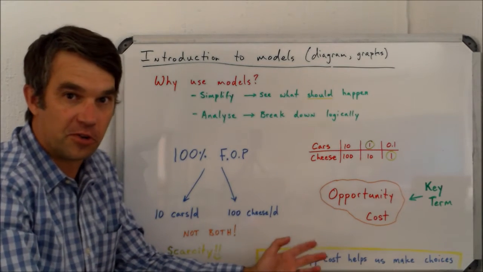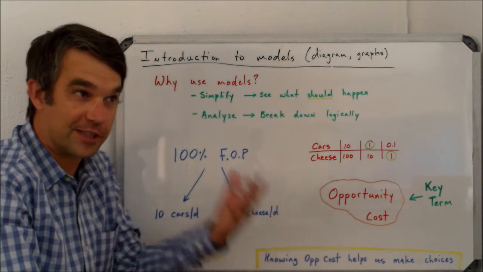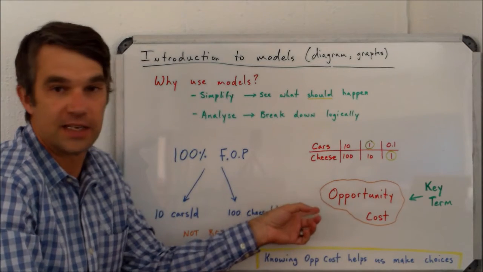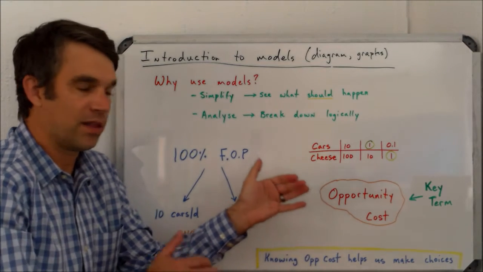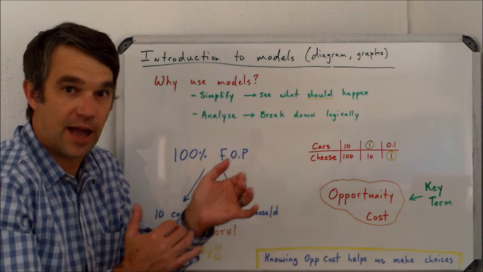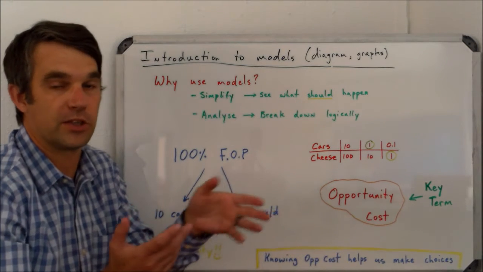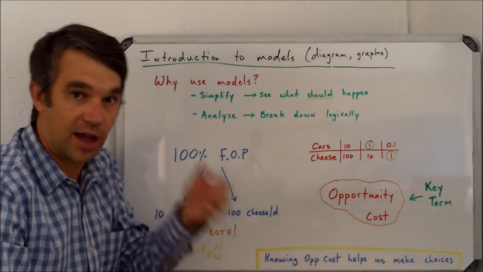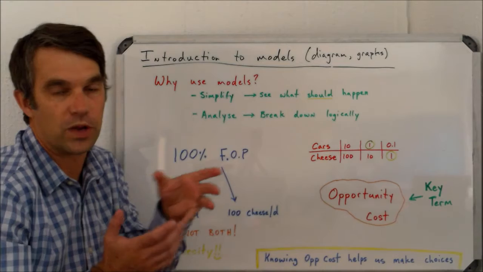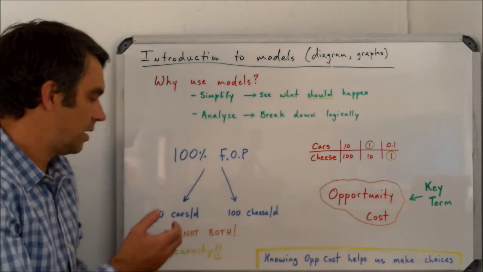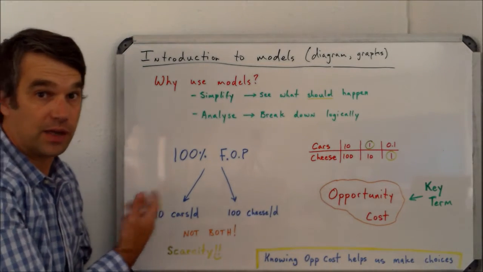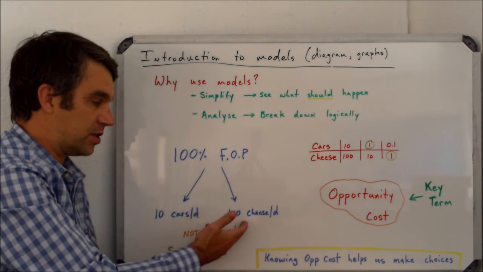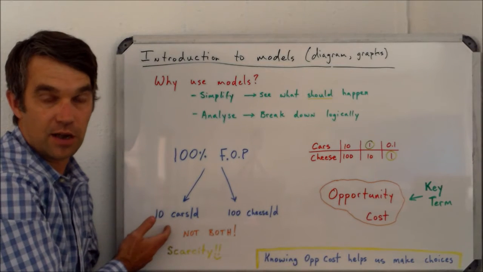If you talk to your parents or an older brother or sister, someone who's taken economics and has long since forgotten it, one of the few ideas I bet they do remember is opportunity cost. It's one of the key things that we look at in economics to try to understand why people make the choices that they do. The definition of opportunity cost is what you give up when you have to make a choice. So, if I chose to make 10 cars, I would give up the ability to make 100 cheese. Or, if I chose to make 100 cheeses, I would give up the ability to make 10 cars.